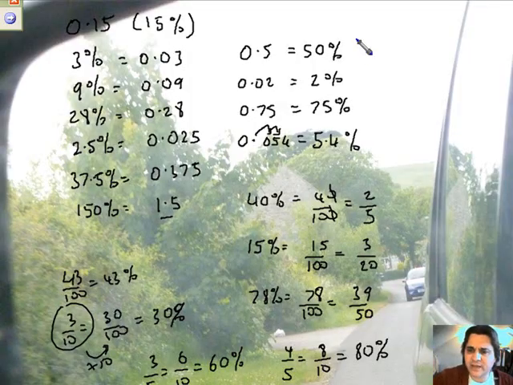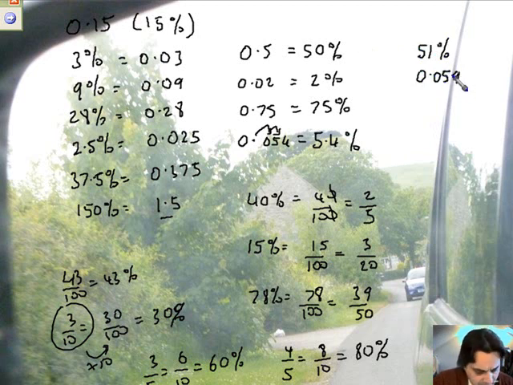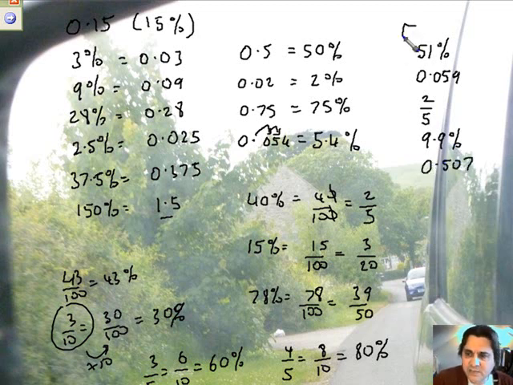Let's try and work over here just to make it all look nice and compact. Which of these is less than a half? Well, let's have a look what I've got. I've got 51%. I have got 0.05, 0.59, I have got 2/5, I have got 9.9%, and I've got 0.507. So these are my things to choose from.